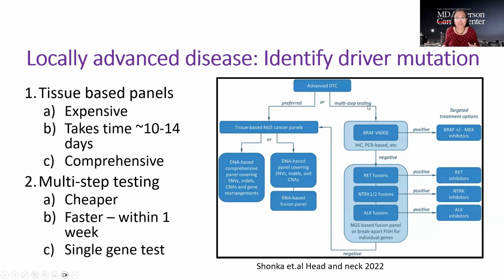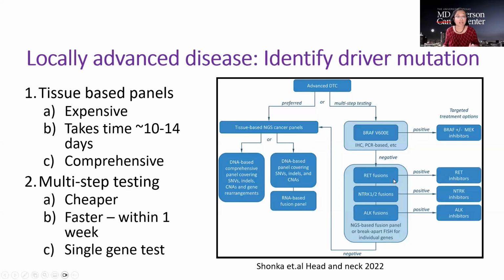But if you do the multi-step testing approach, that means we try to go after what is the most common. You learned earlier, papillary thyroid cancer is most common, and the most common mutation is BRAF. So it is cheaper because you're going after just one gene. So we try to find, is it BRAF positive? Then we know what drug to use. We'll use a drug which is targeting this specific mutation. Say BRAF comes back negative.